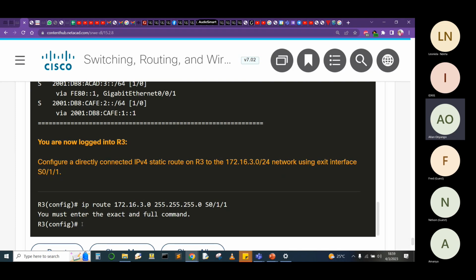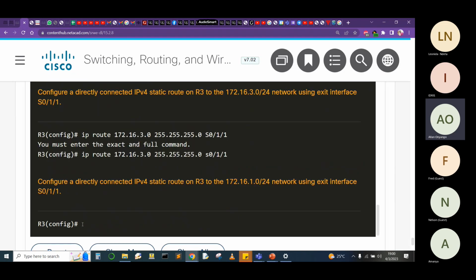So we're just going to repeat that. And you say IP route 172.16.3.0 255.255.255.0, and you put a small s this time round, S0/1/1, and you can see it's accepted. Okay, yeah. So it's not a mistake. It is to just let you be keen enough.